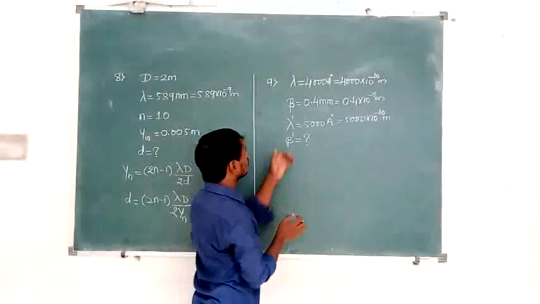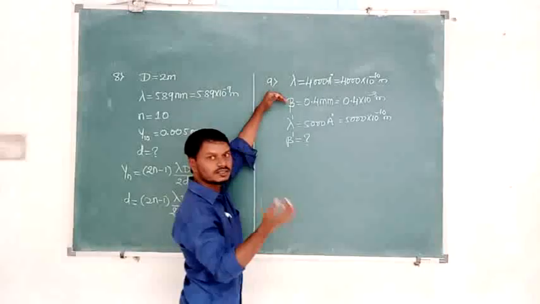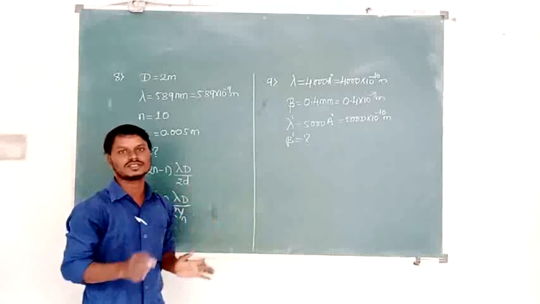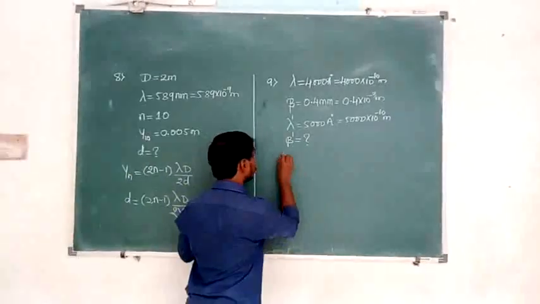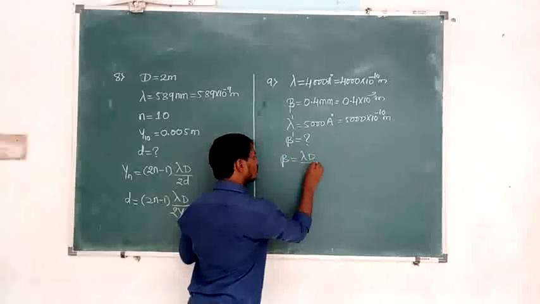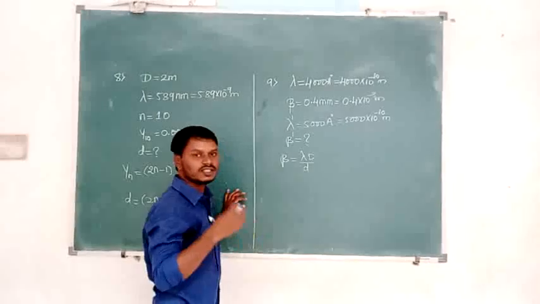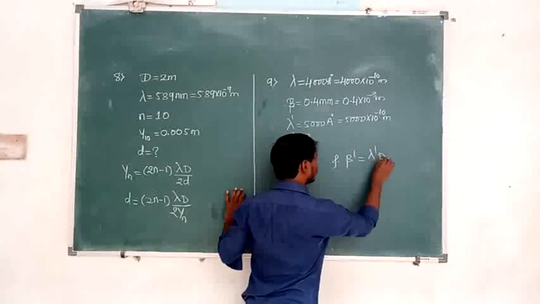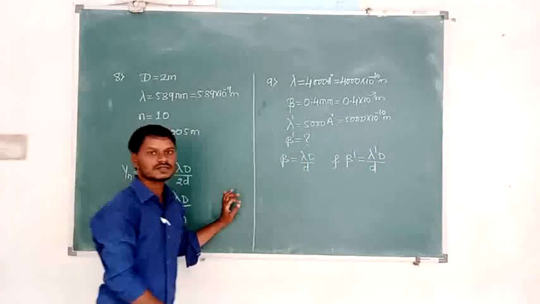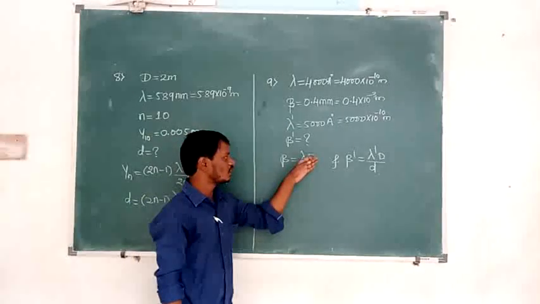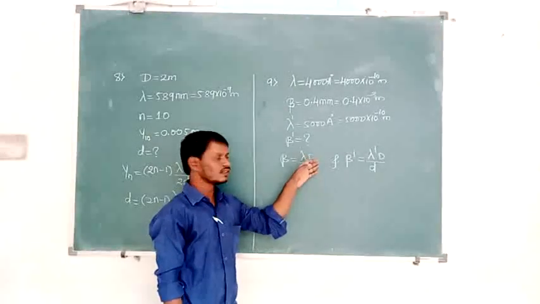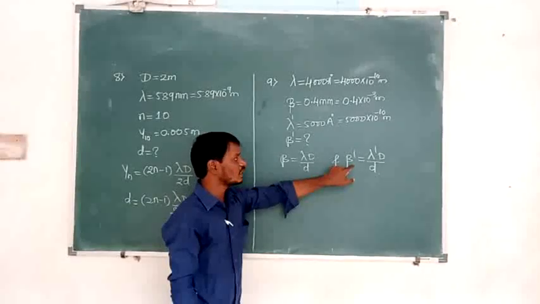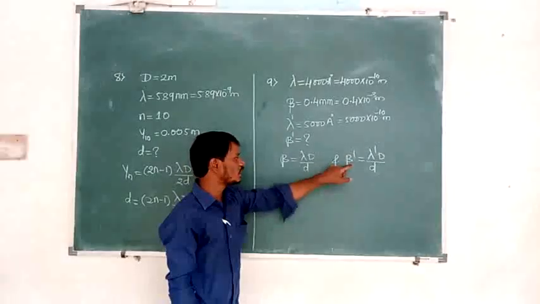So how to solve this one? Only wavelength and fringe widths are changed, so here the slit width and distance of the screen from the slits both are constants. What is the formula now? Beta is equal to lambda into capital D divided by small d for the first wavelength. For the next wavelength, beta dash is equal to lambda dash into capital D divided by small d. Since the distance of the screen from the double slit and the slit width both are constants, I will take the ratios. Our aim is to find beta dash. I will take beta dash divided by beta.